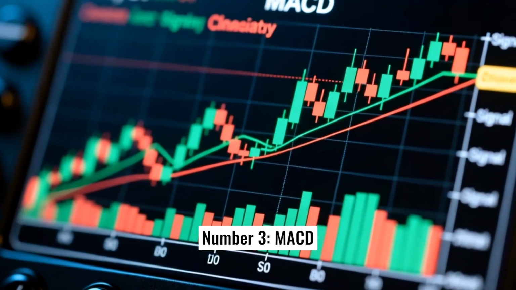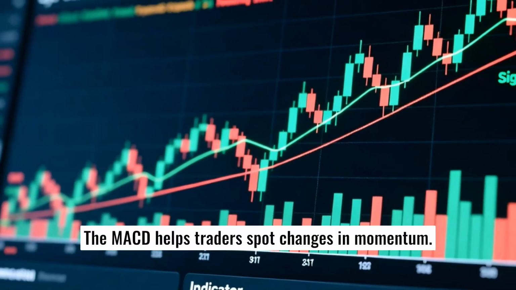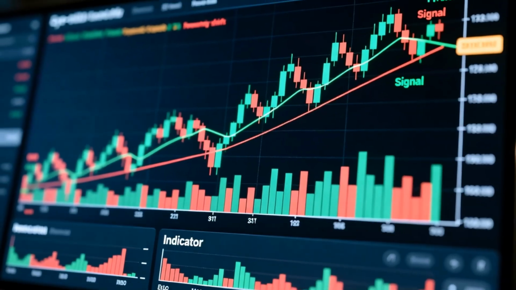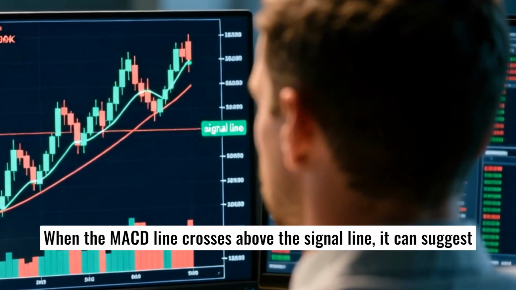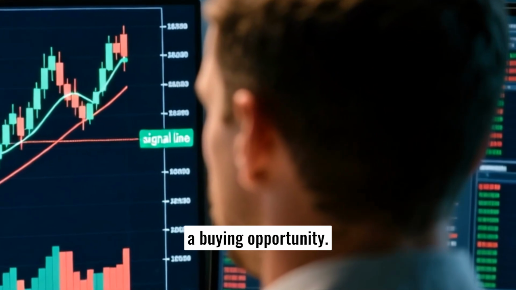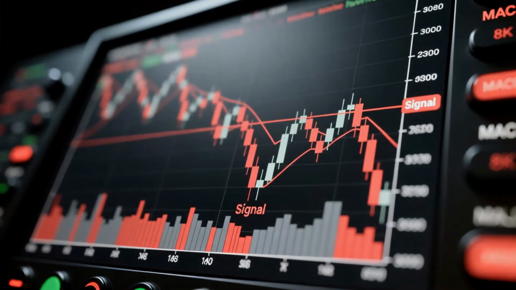Number 3. MACD. The MACD helps traders spot changes in momentum. When the MACD line crosses above the signal line, it can suggest a buying opportunity. A cross below may indicate weakness.